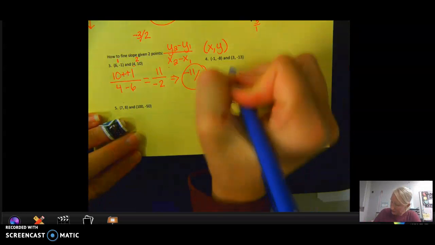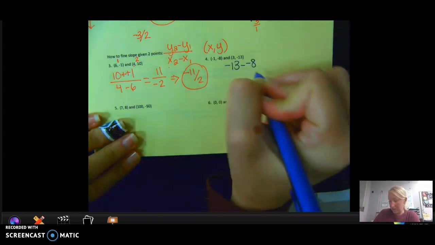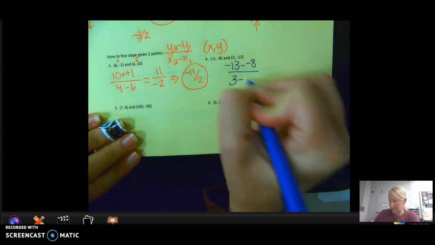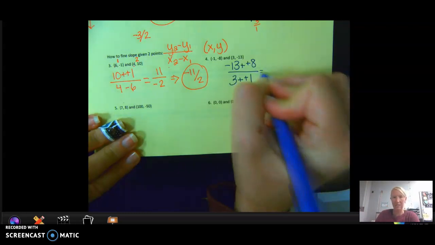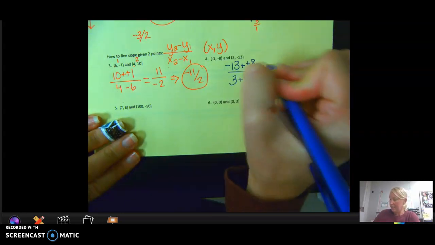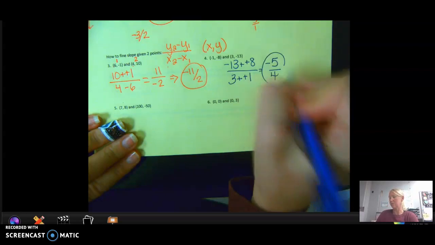Second y, negative 13, minus first y, negative 8, over second x, 3, minus my first x, negative 1. Two negatives make a positive. The negatives have to be sitting right next to each other. Negative 13 plus 8 is negative 5. 3 plus 1 is 4. Does not reduce. That's my answer.